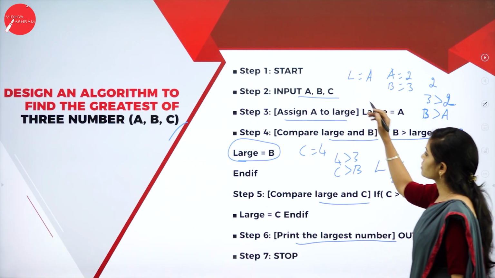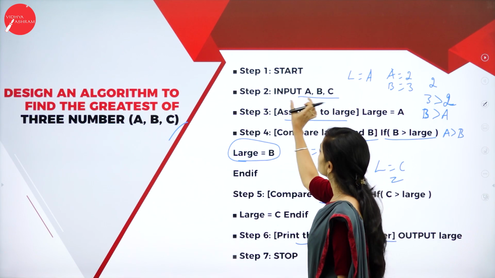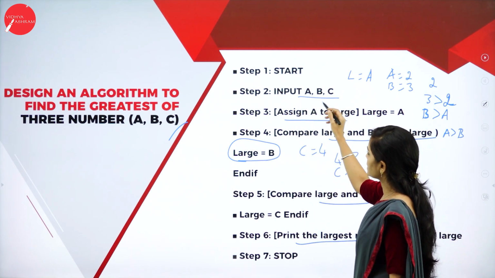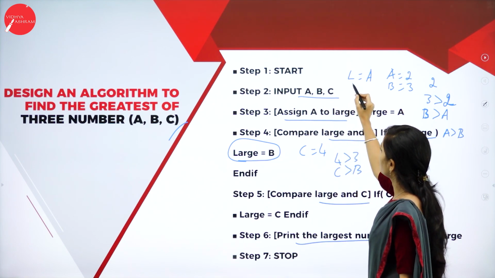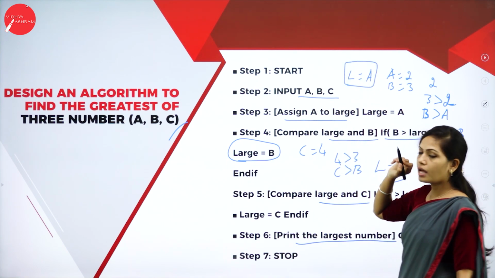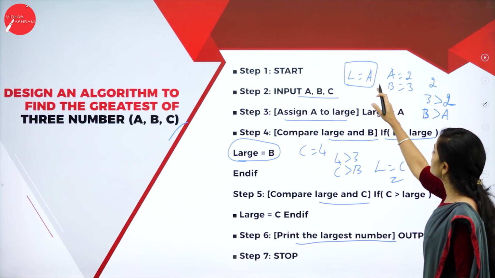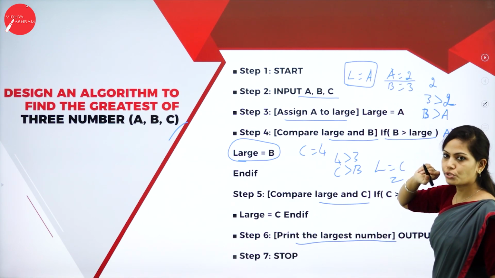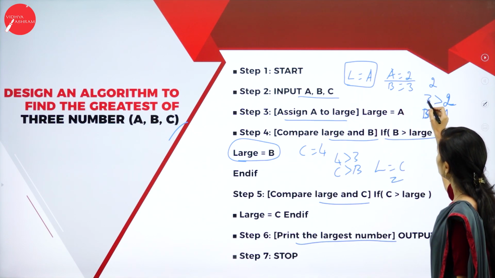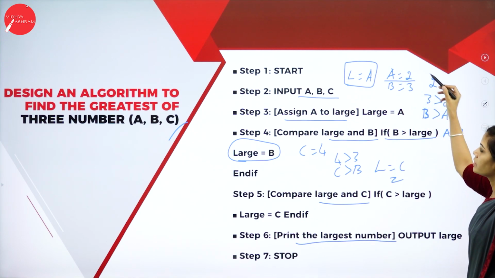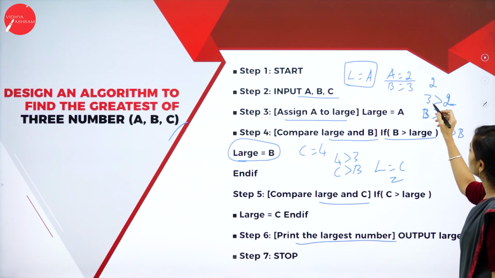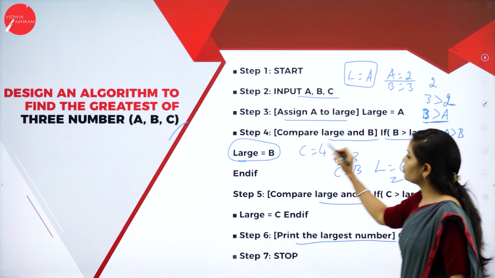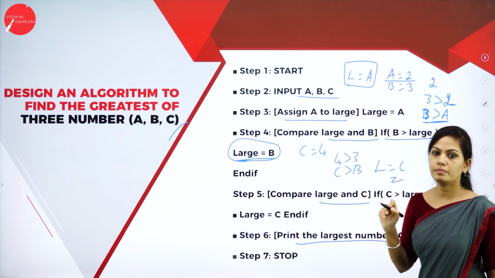I'll repeat. Here we have 3 input data, that is A, B, C. First I will assign A to large. I will assign A as my large element. Compare this large element with B. So for example, A is equal to 2, B is equal to 3. So B is greater than A, right? 3 is greater than 2. So now my large value will change to B.